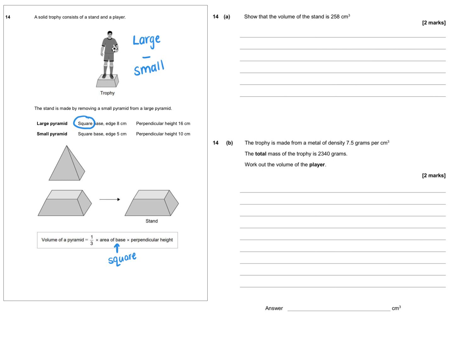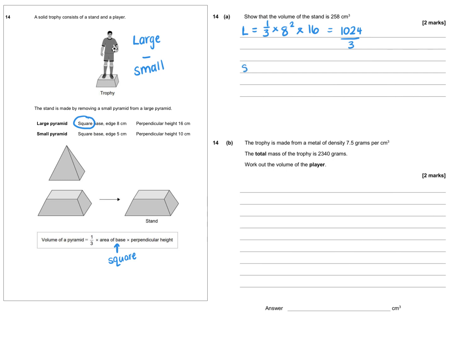All right, so the large one, let's write L for large, is 1/3 times the area of the base, but they told us the base is a square, so that's going to be 8 times 8, or 8 squared, times the perpendicular height, which is 16. We put that into our calculator and we get 1024 divided by 3. Now, I would highly recommend to leave the fraction here and not put any decimals, just so you don't end up rounding wrongly on these questions.